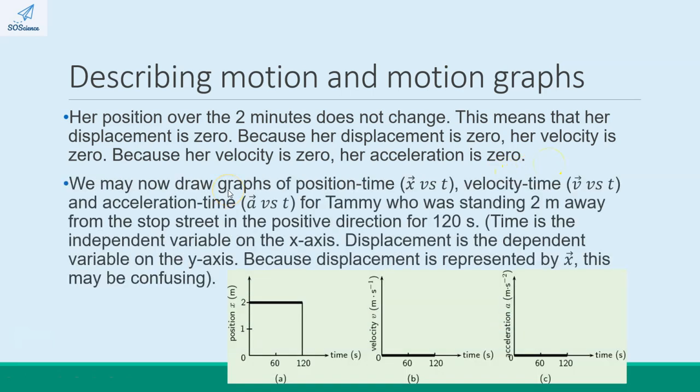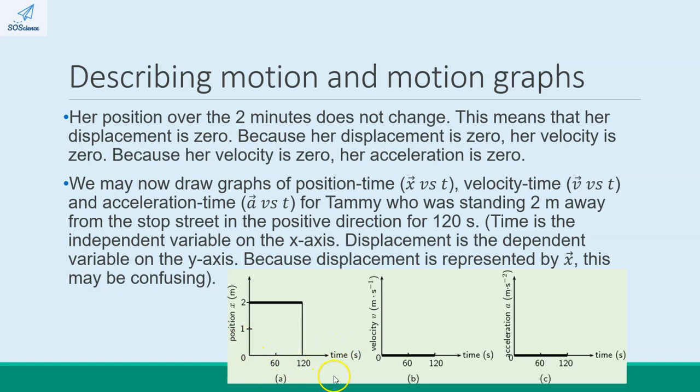So now we may draw corresponding graphs for this motion. We have a position time graph, a velocity time graph, and an acceleration time graph to represent the scenario, which is Tammy standing 2 meters away from the stop street in the positive direction for 120 seconds.